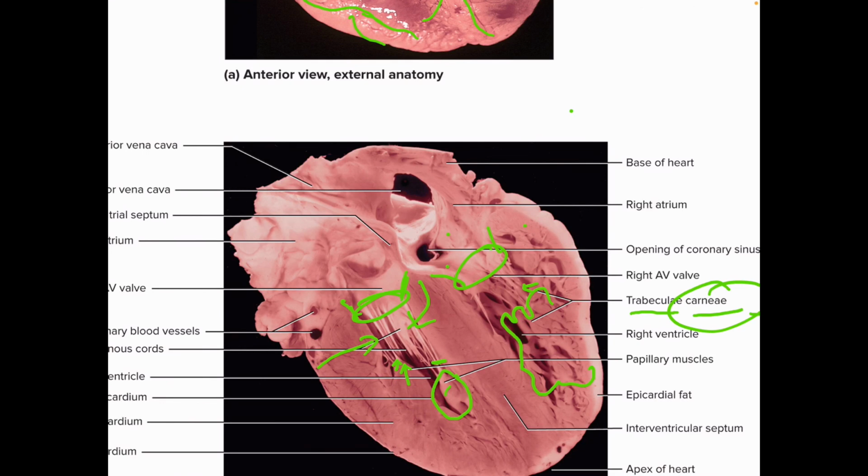Okay, so that is the internal portion of a cadaver heart, and I will talk to you a little bit more about this in the next video.